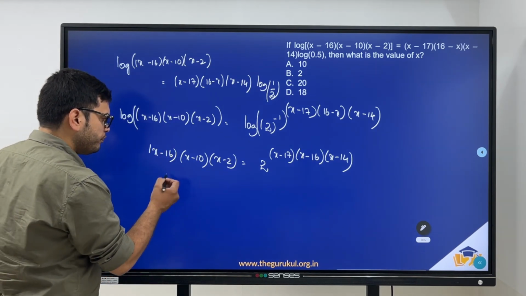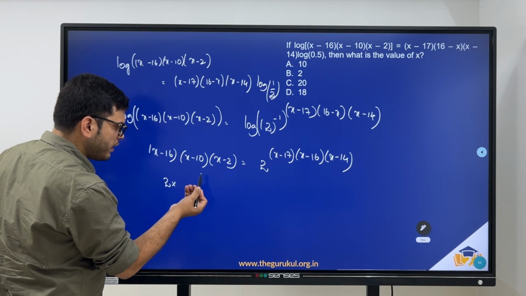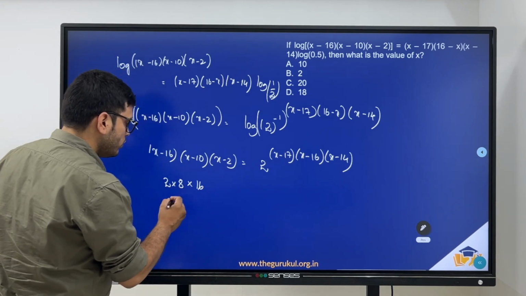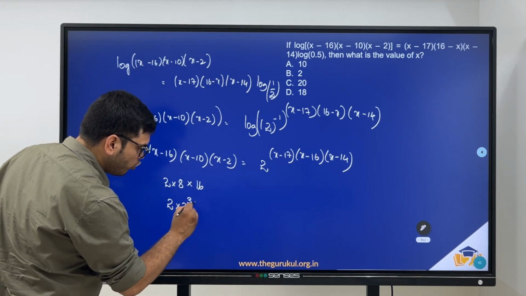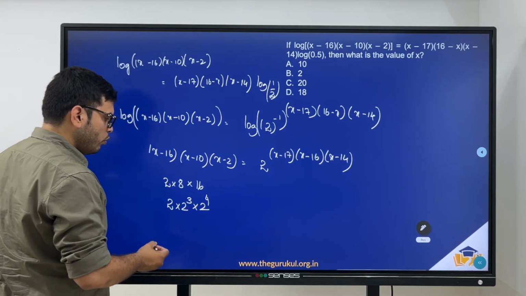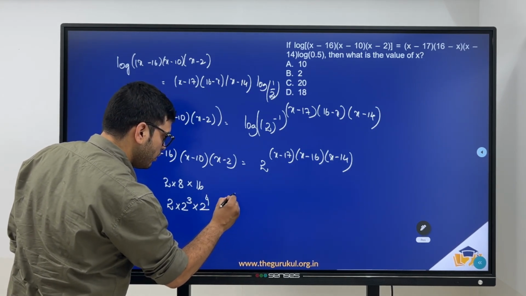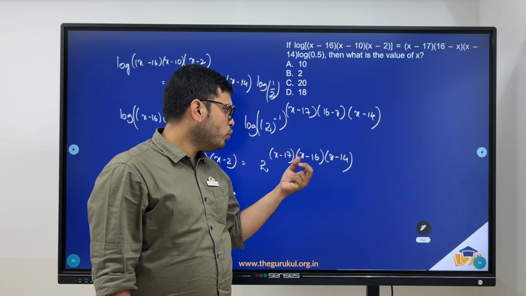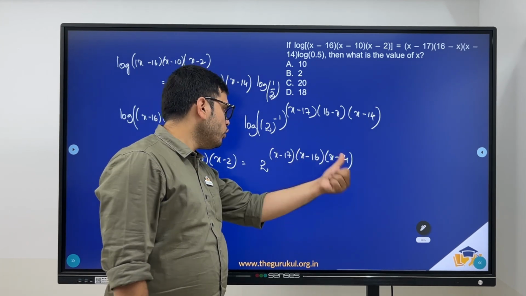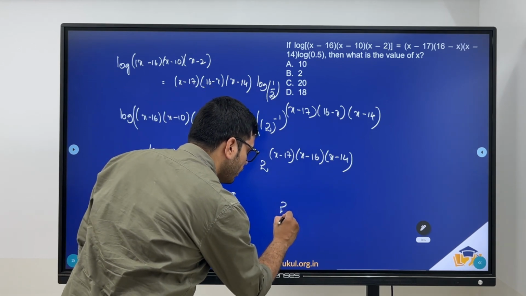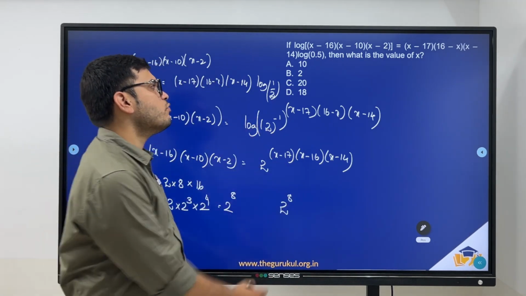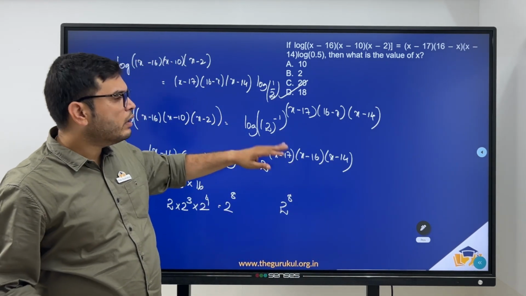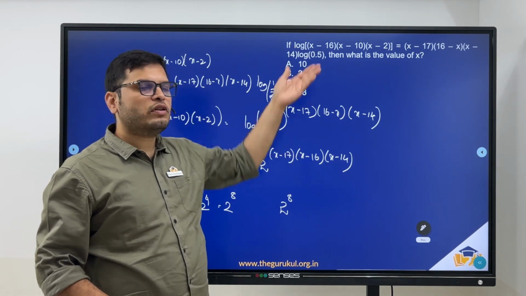So 18 minus 16, 2, into 18 minus 10, 8, into 18 minus 2, 16, right. So this is nothing but 2 into 2 cube into 2 power 4, which is nothing but 2 power 8. And let's see what we get here: 18 minus 17, 1, 18 minus 16, 2, 18 minus 14, 4. So 1 into 2 into 4, 2 power 8, right. So the answer for this question should be option D, 18. Once you're done till here, the easiest way is to replace the values of x with the options given.